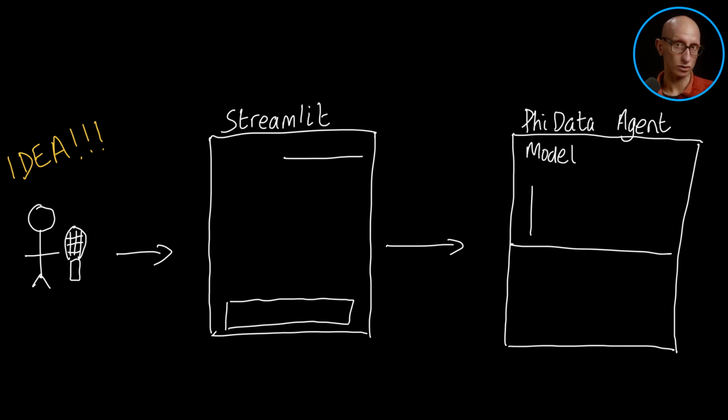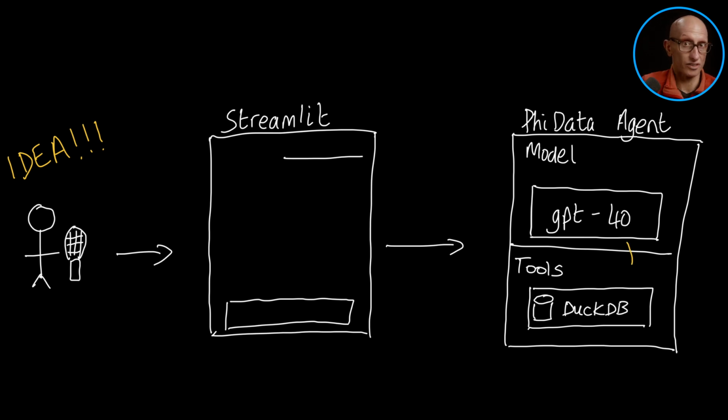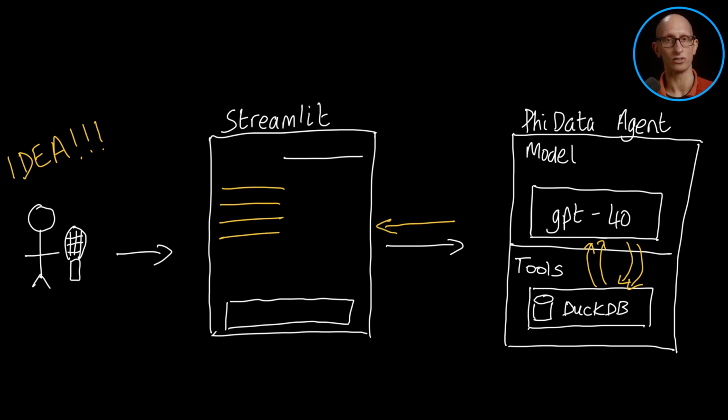So we'll have our model, so that's going to be GPT-4o, and then we're going to have our tool, and that's just going to be DuckDB. So the model will process the question and work out whether it needs to send one or maybe more requests to the tool, and then it will use the tool responses to help formulate a reply to the user's question.